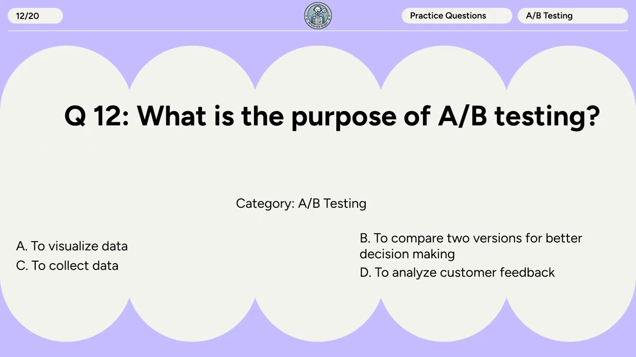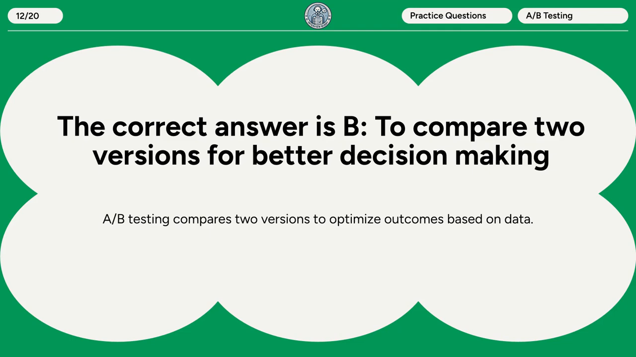Question 12. What is the purpose of A/B testing? A. To visualize data. B. To compare two versions for better decision-making. C. To collect data. D. To analyze customer feedback. The correct answer is B. To compare two versions for better decision-making. A/B testing compares two versions to optimize outcomes based on data.